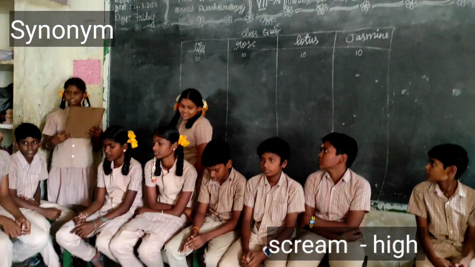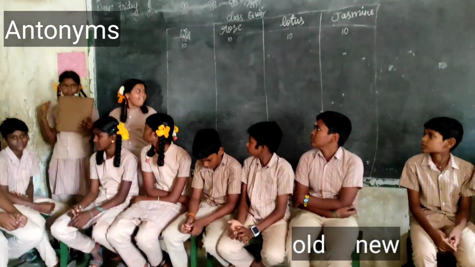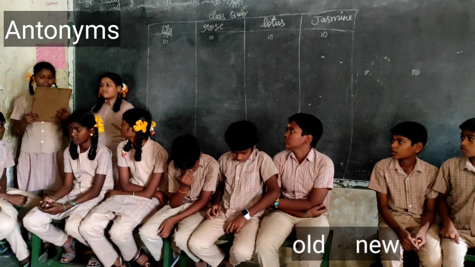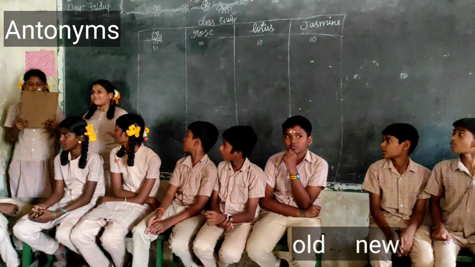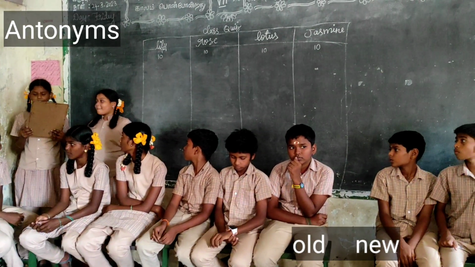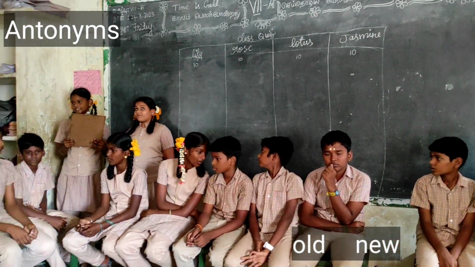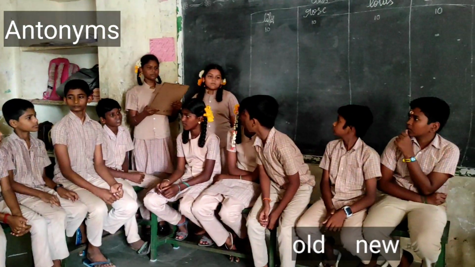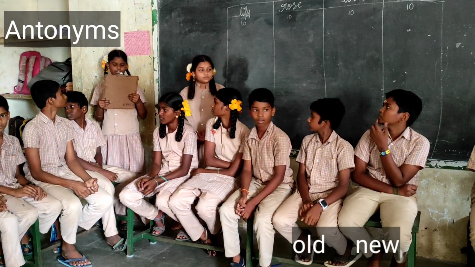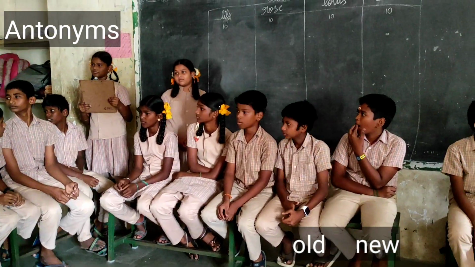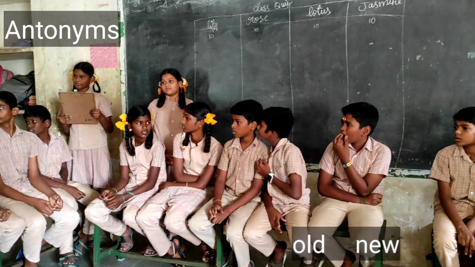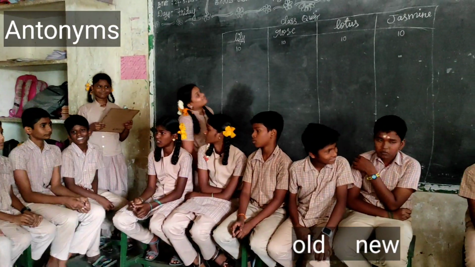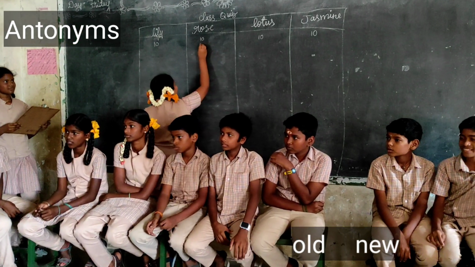Next round is, choose the correct antonyms. First question: old. Option A, gold. Option B, sad. Option C, new. Okay, what is the question? Old, opposite. What is the answer? New. Correct answer.